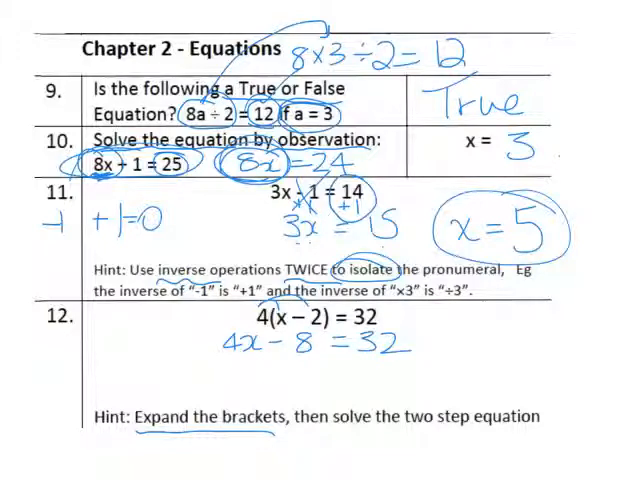If you're back, I'm going to do the opposite of minus 8, which is plus 8, and do that on both sides as you have to with equations. That leaves me with 4x equals 40. So that means x equals 10.